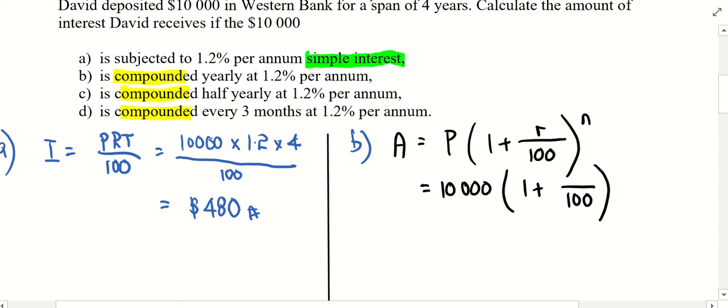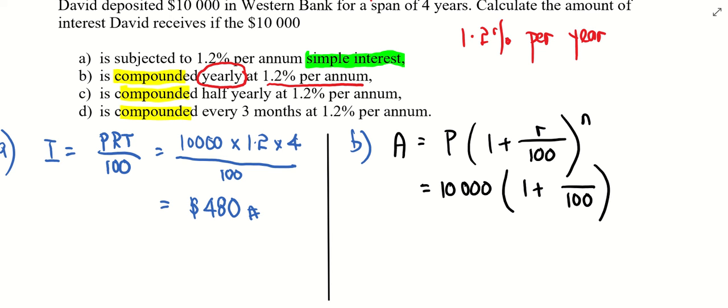Okay, we have to check. Compounded yearly, look carefully. Every year, what is the percentage or rate of interest? 1.2% per year. Am I right? So since it's compounded every year, what is the rate of interest for 1 year? Is it 1.2? Because R stands for the rate of interest per period. In this case is per year. So I think 1.2.